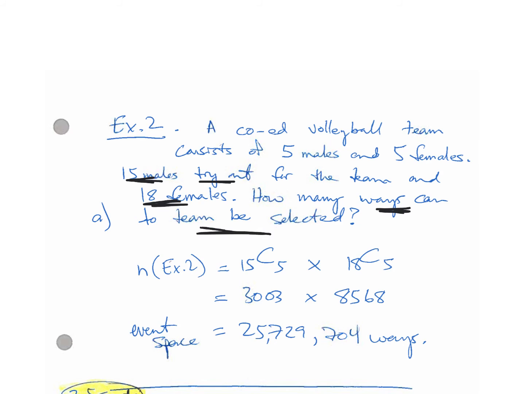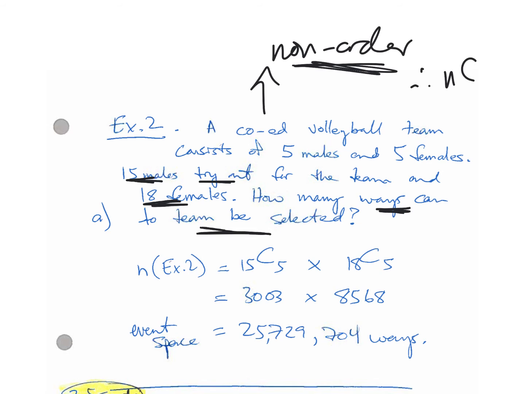Well, it's not important how they were selected. It's not important the order of the selection. It's just important that they were selected. So whether a person was selected first or second doesn't change the count. What matters is that they were selected for the team, that they're on the team. So this example is a non-order example. Therefore, use combinations to count efficiently.